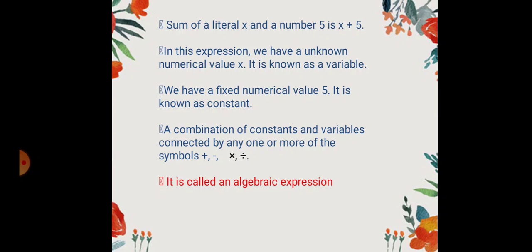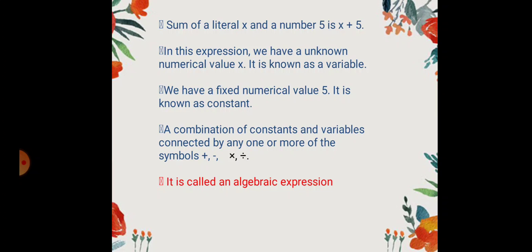I hope you understood the difference between variable and constant. Variable means unknown numerical value, whereas constant means fixed numerical value. Now this type of expression is called an algebraic expression. In an expression, if you have an unknown numerical value called a variable and a constant, then it is called an algebraic expression. A combination of constants and variables connected by any of the basic operations like addition, subtraction, multiplication, division, those expressions are called algebraic expressions.